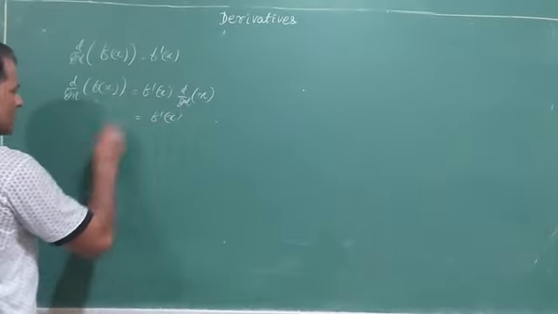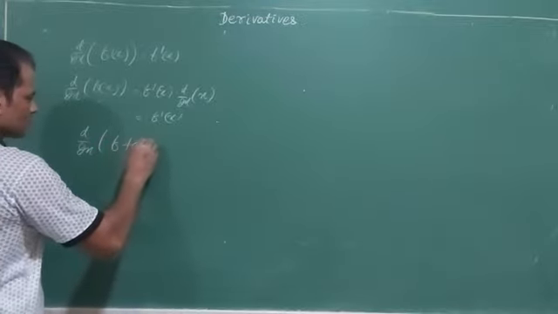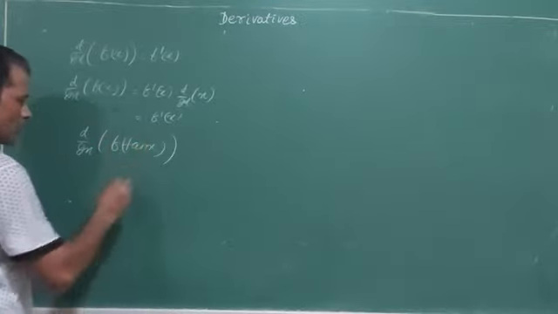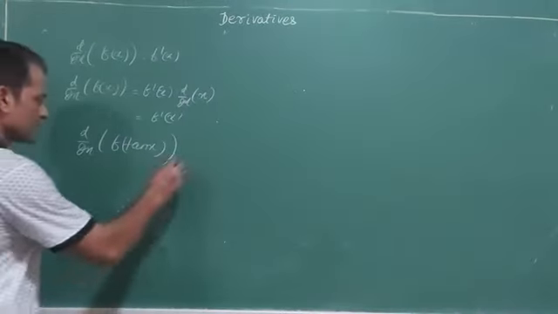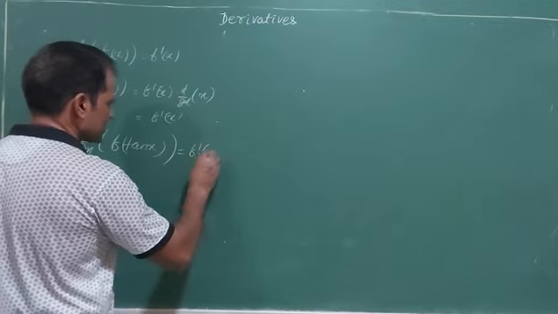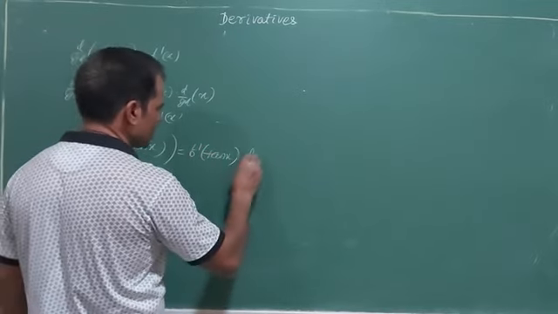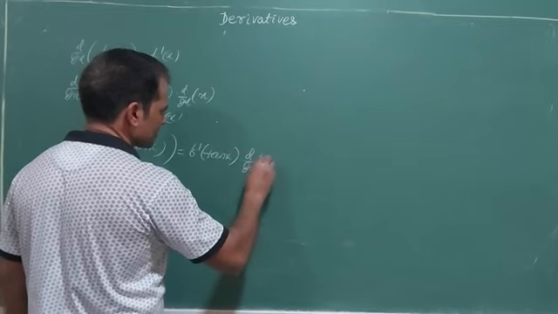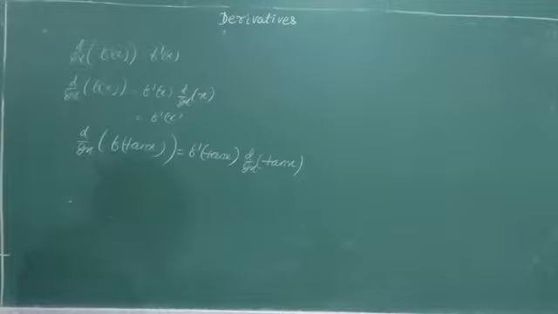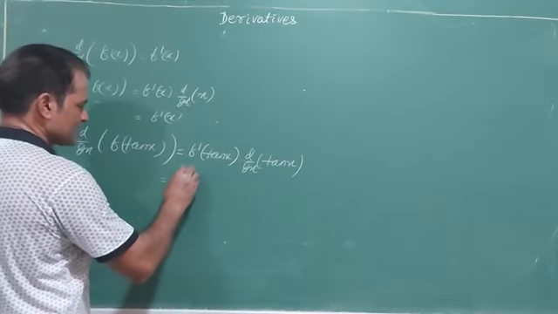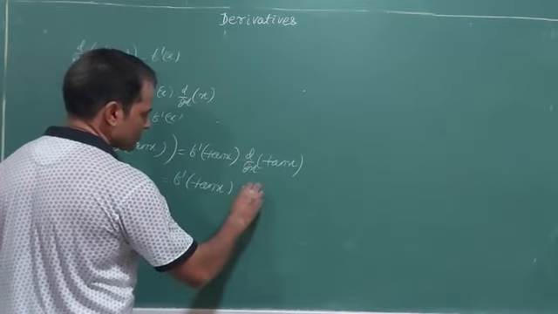For example, suppose I go to the derivative d by dx of f of tan x. What does it give me? F dash tan x into d by dx of tan x. You know the derivative of tan x, that is sec square x.